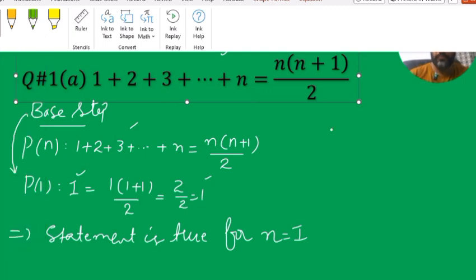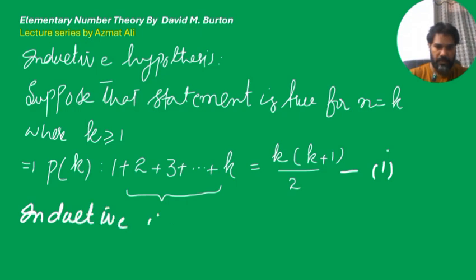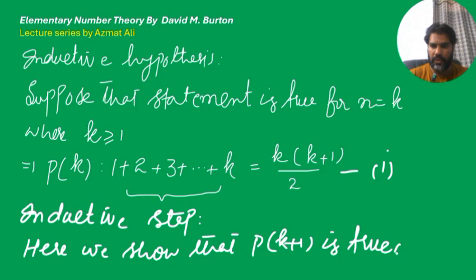So suppose this is our equation number 1. Next we show that the statement is also true for n equal to k plus 1. That is the inductive step. Next we move toward the inductive step. Here we show that P of k plus 1, which means the statement for k plus 1, is true whenever the statement is true for n equal to k, whenever P of k is true.